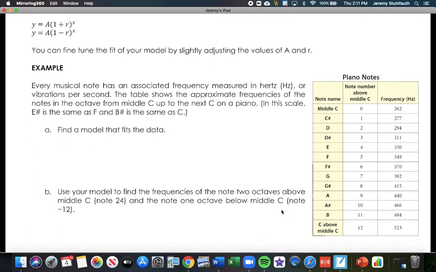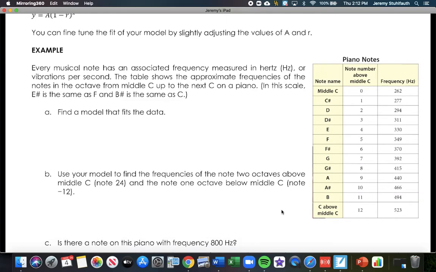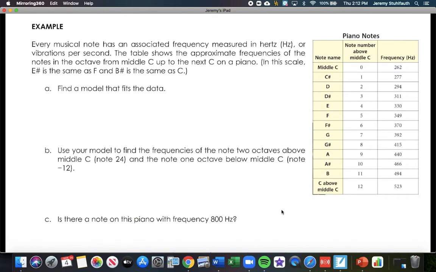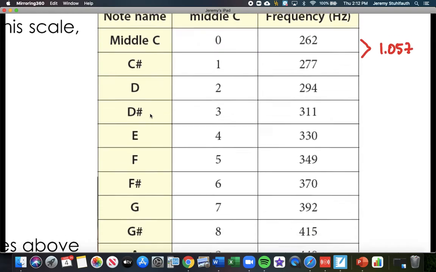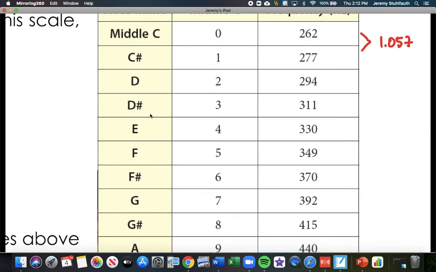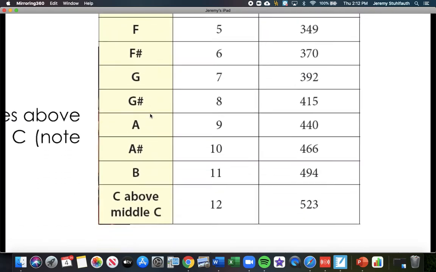What we're going to do is take a look at this example. Again, we need to find a model that fits the data. In order to do that, you would need to find the successive ratios and then find the average of those successive ratios. So you would have to do 277 divided by 262. That would give you a successive ratio of 1.057. Then you'd have 294 divided by 277. That would give you 1.061. And then you would keep going.